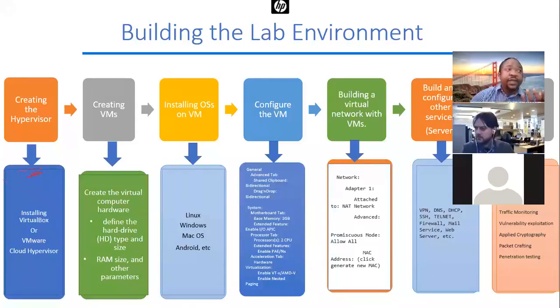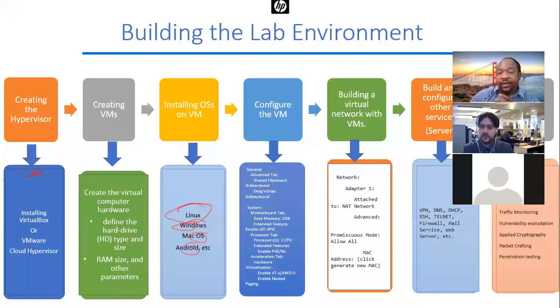The next thing, of course, is to create the VMs themselves. When you have installed the hypervisor, you can create the virtual machine. You can define the hard drive size, the RAM size, and you can also specify other parameters. The next step is to install the version of operating system that you want to use. For example, I can use Linux, Windows, Mac OS, Android, or any operating system that you can use in your class. The next step is to configure the VM itself. This is where you can configure the virtual machines, the general settings.